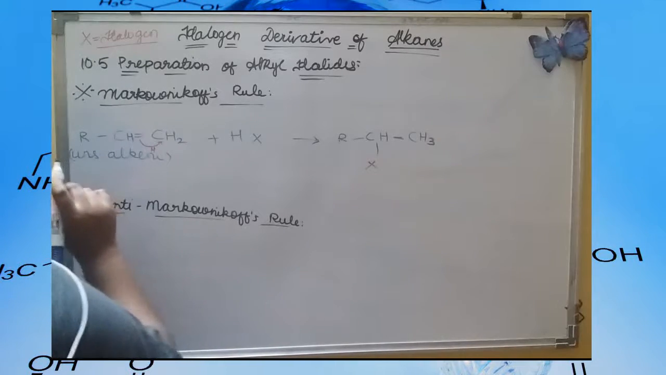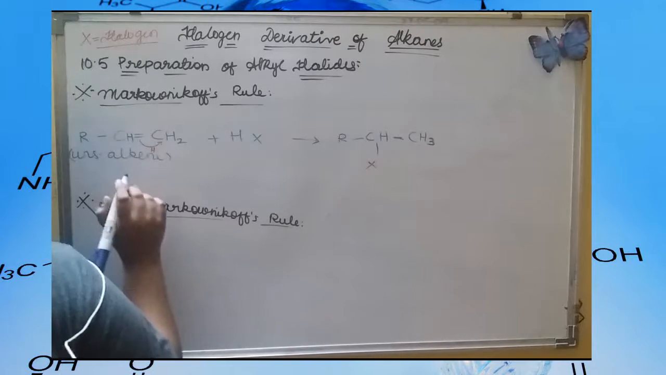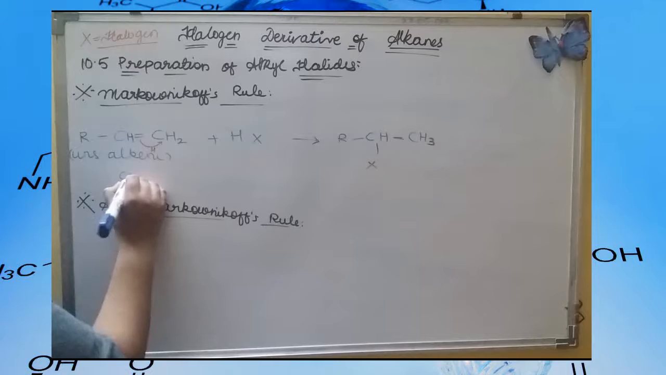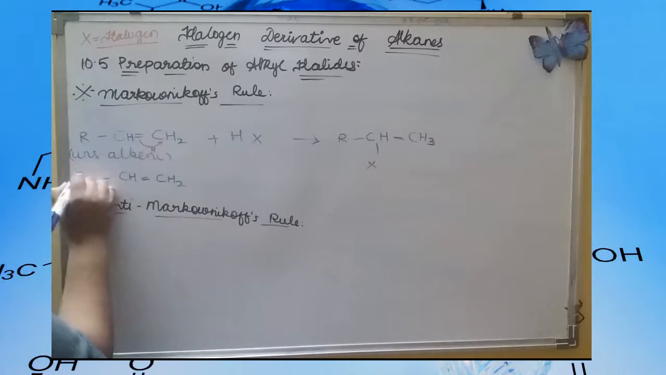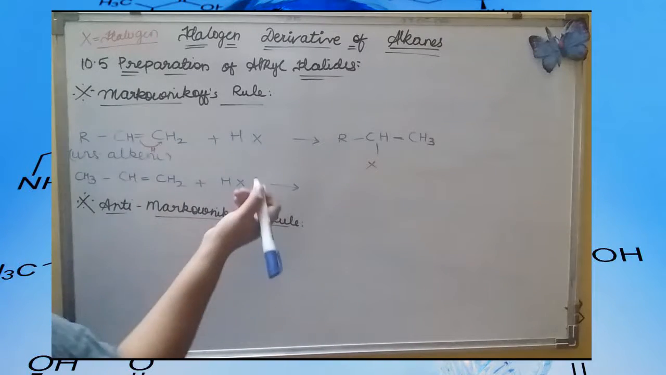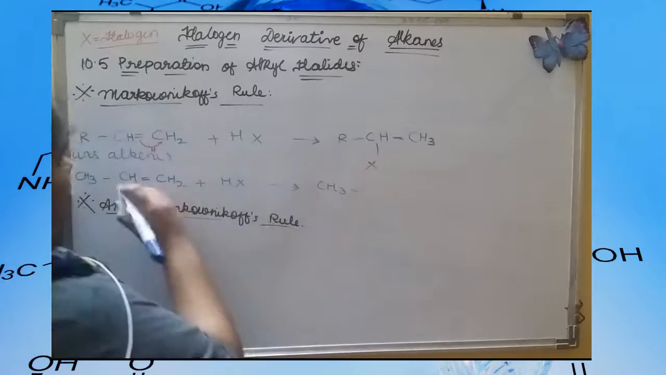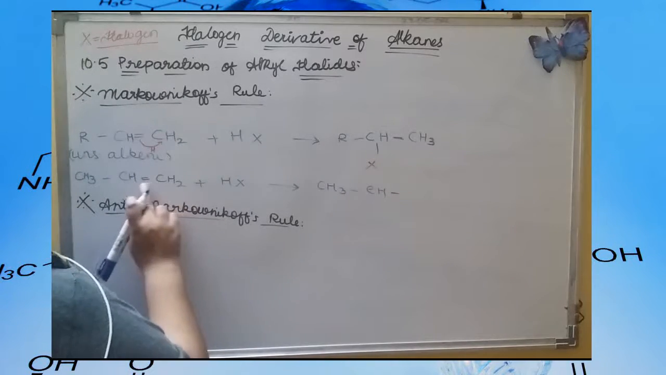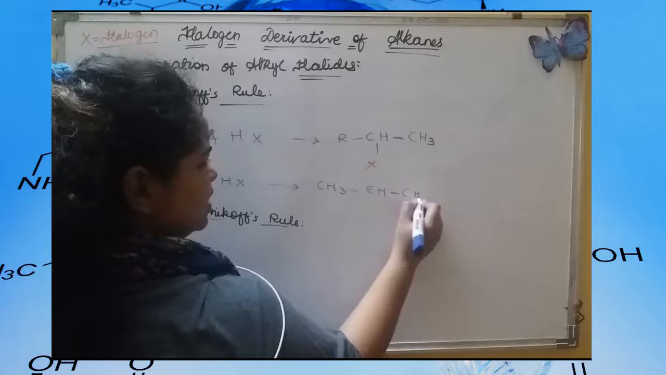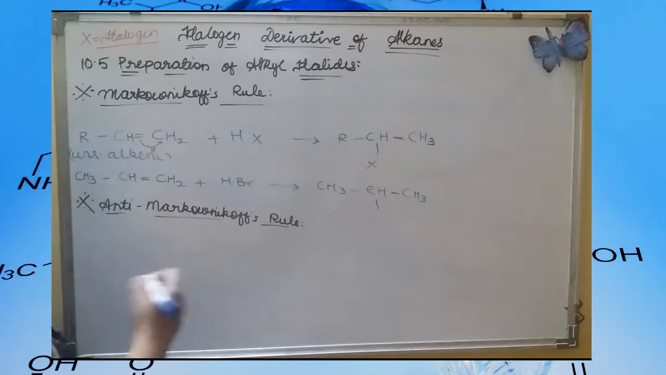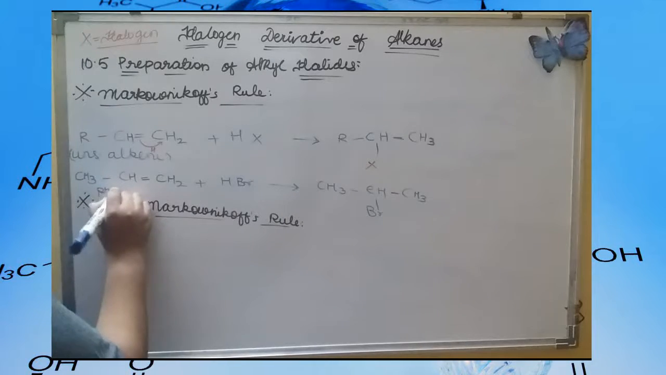Let us take an example. If we take propene, three carbon atoms, HX. What will happen? Same, CH3, CH remains the same, only this double bond gets converted into a single bond. The double bond breaks up and becomes CH3, and we will take here HBr, and so our bromine gets attached to this. So this is our example.